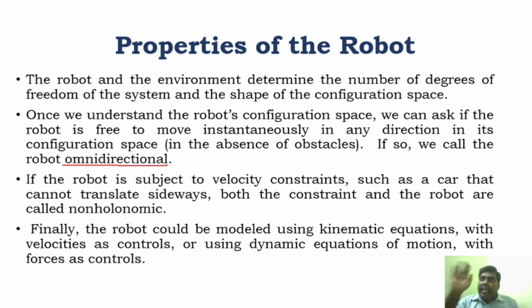And if there are any constraints, like if that particular robot cannot move in this sideways direction or that direction, or if it has any velocity constraint, it cannot move fast or slow, something like that. For example, you cannot move a car sideways, right? So similarly, if you have any such constraint, that particular robot is a non-holonomic robot. If there is no constraint and it can move in any direction, it is called an omnidirectional robot. And if there is any constraint for that particular robot, then it is called a non-holonomic robot.